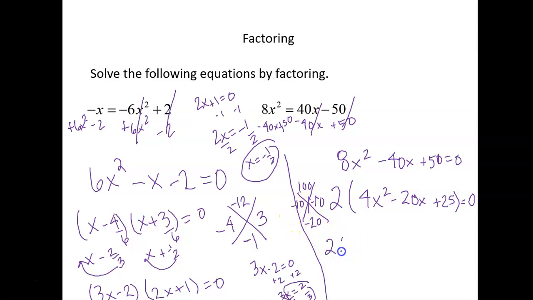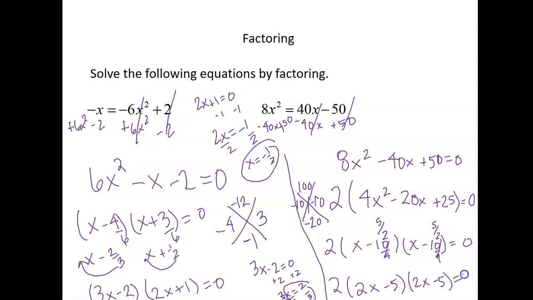So that 2 is still going to stay out here, floating out front. The rest would be x minus 10 times x minus 10. And then I would just have to divide each of those by a, which in this case is 4. And since 10 over 4 reduces to 5 over 2, I'm going to move that 2 in front of x on both of them. So this would be 2 times 2x minus 5, and then again 2x minus 5.